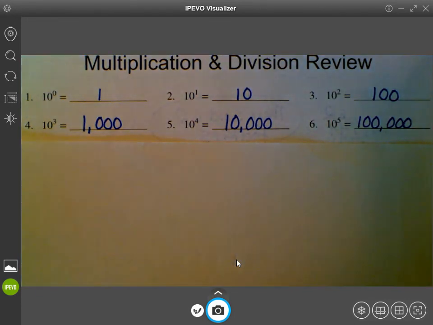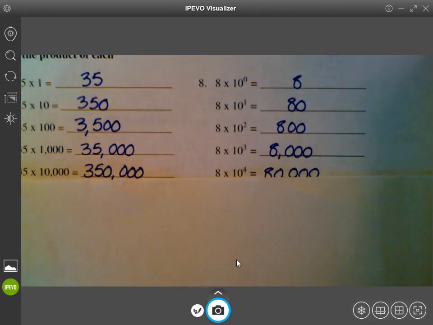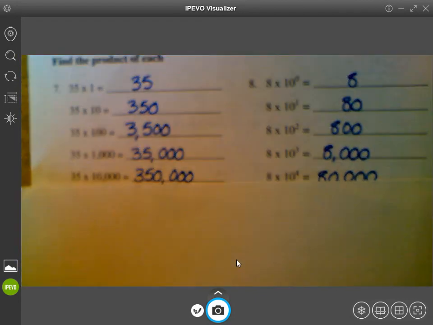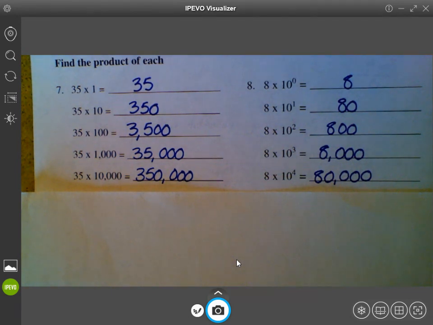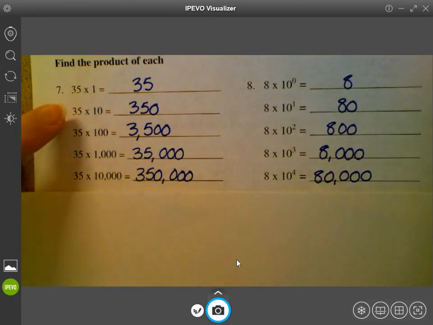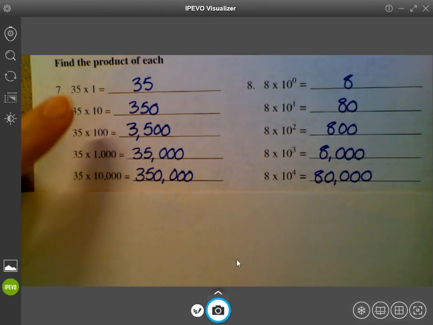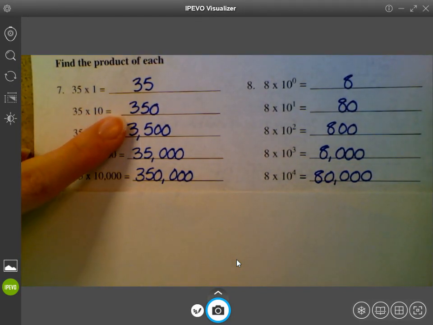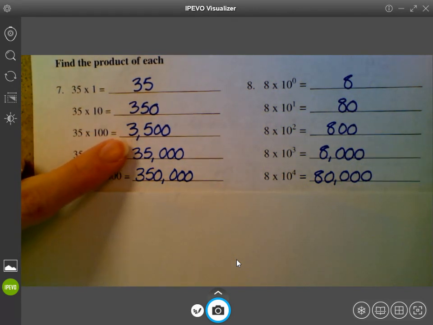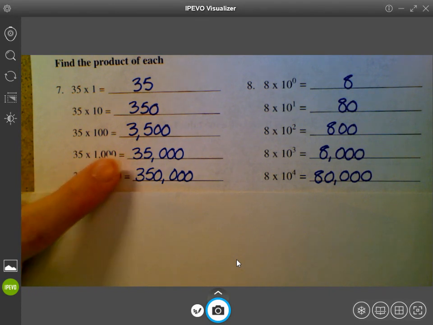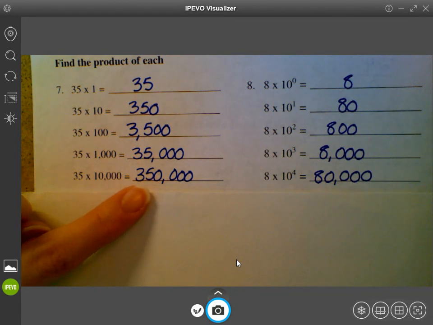Okay. So then what we did for number 7 and 8 was you were given a number and you were asked to multiply by a power of 10, either with or without exponents. So for number 7, you were given 35, and then you multiplied it by 1, which would get you 35, by 10, which would get you 350, by 100, which would get you 3,500, by 1,000, which would get you 35,000, and then by 10,000, which would get you 350,000.